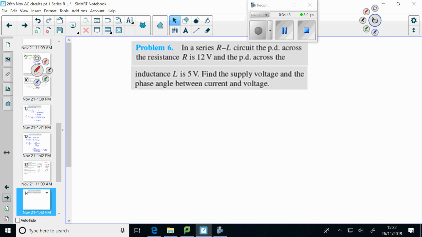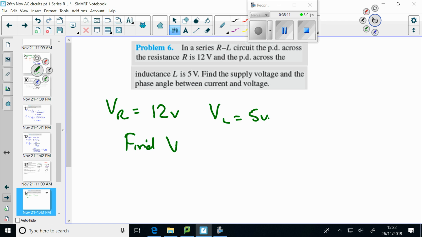So let's have a look at a problem together. In an RL series circuit, the potential difference across resistance R is 12 volts. So let's write that out. VR is 12 volts. Potential difference across the inductance, so VL is 5 volts. Find the supply voltage and the phase angle between current and voltage. So we want to find this phase angle.